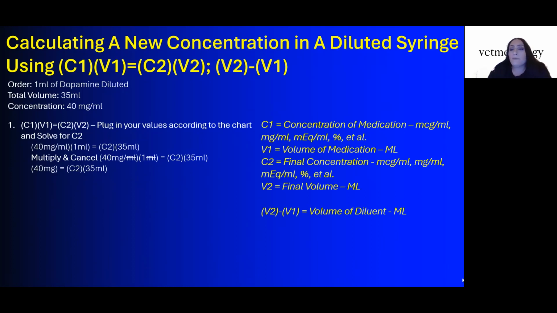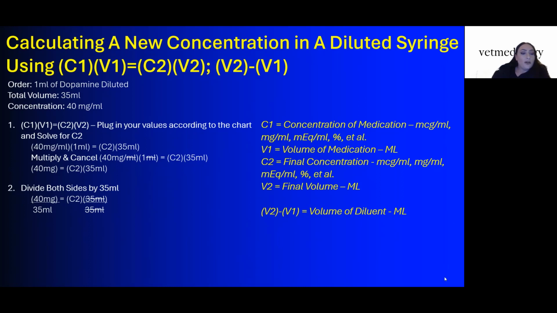So this is basically a rundown of what each variable stands for. C1 is the concentration of the medication in mics per mil, mgs per mil, MEQs per mil, percentages, etc. V1 is the volume of medication in mils. C2 is the final concentration in mics per mil, mgs per mil, MEQs per mil, percentage, etc. And V2 is your final volume in mils. V2 minus V1 is going to give you the volume of diluent that you need if you haven't added it yet.